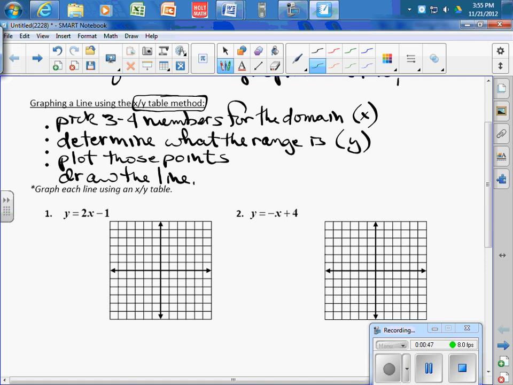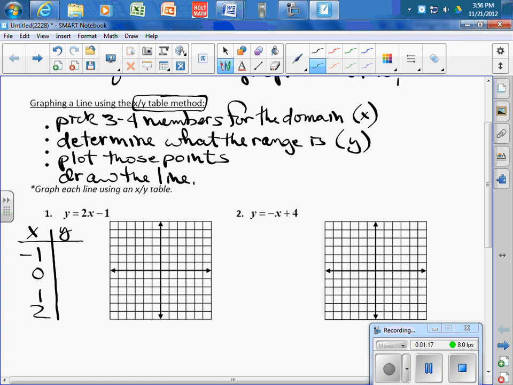Y is equal to 2x minus 1. Now, we're going to make a table. It's called the XY table or XY chart. X is always on the left, Y is on the right. If we were doing a horizontal table, the X's would be top and the Y's would be on the bottom. Anyway, we're going to pick some numbers for X. So let's use some numbers pretty close to 0: -1, 0, 1, and 2. I always pick 4 when I'm doing the table method just because that's what I've always done.